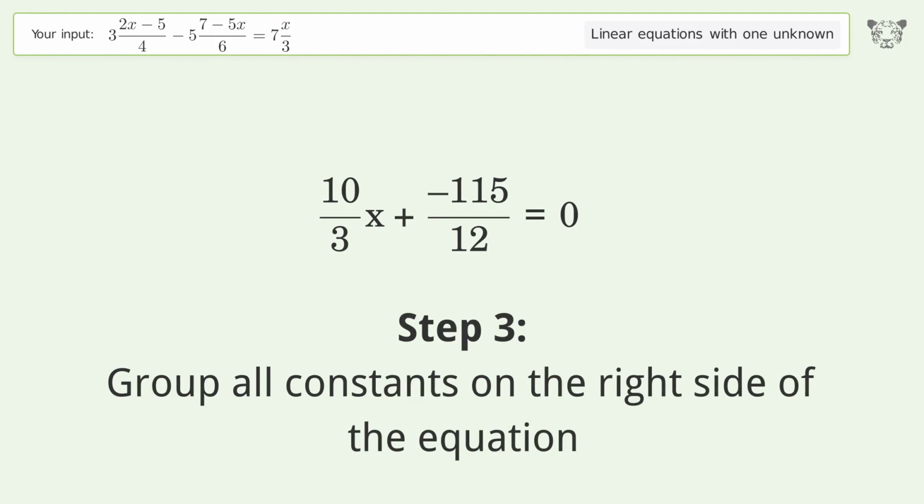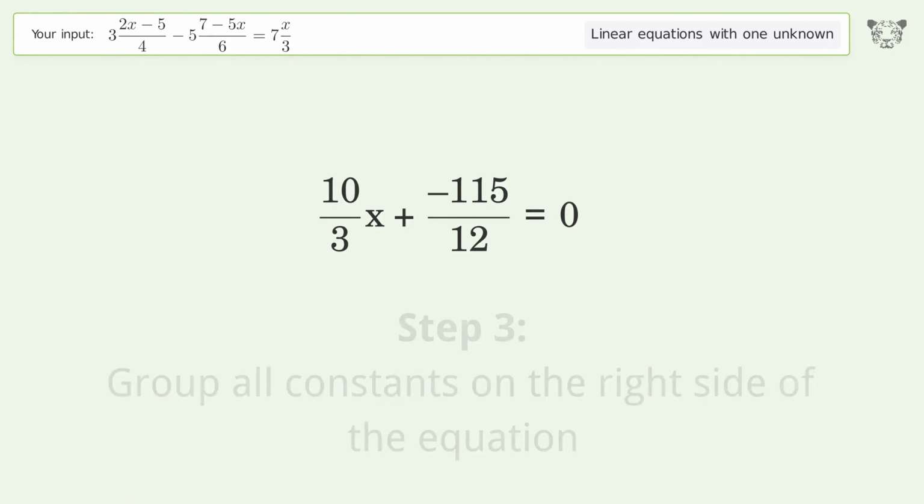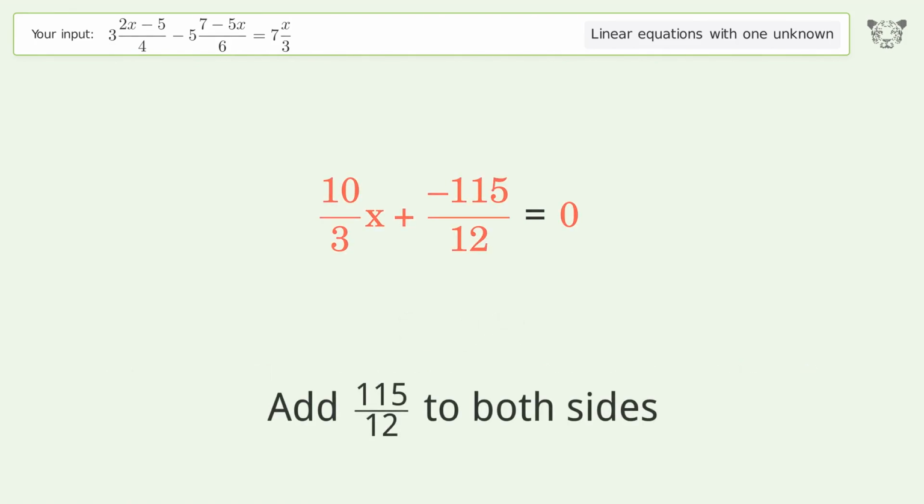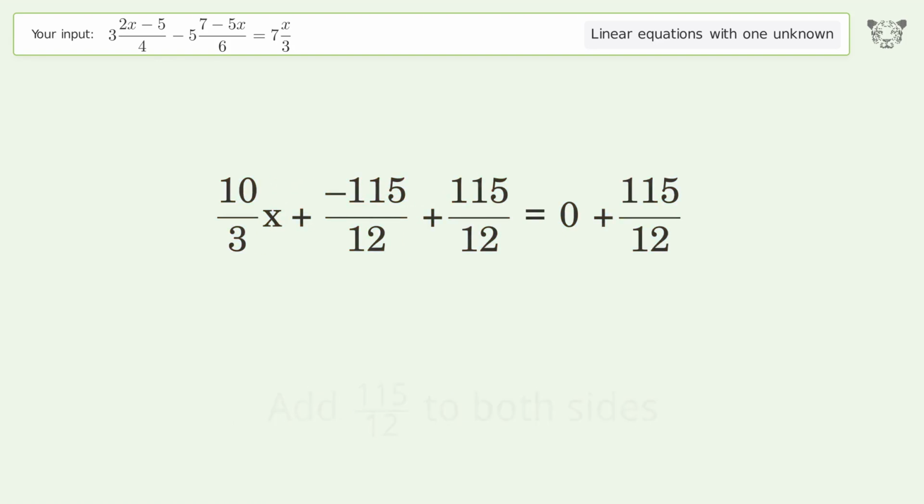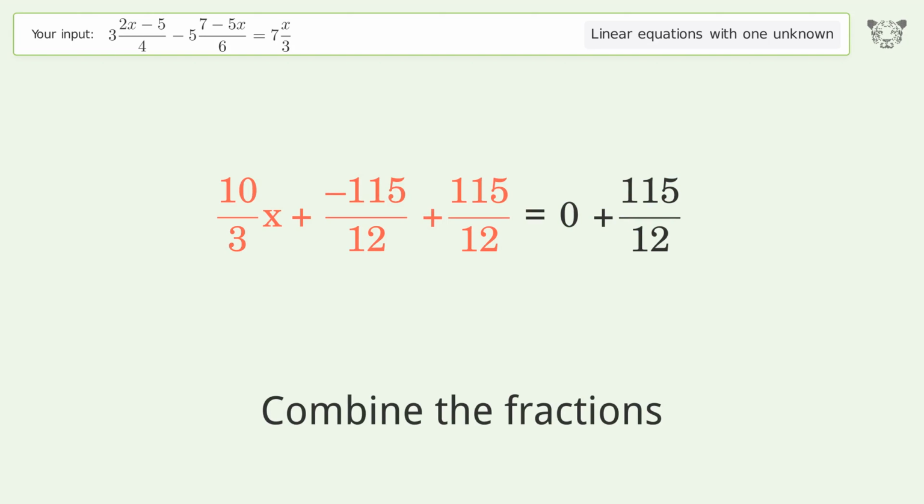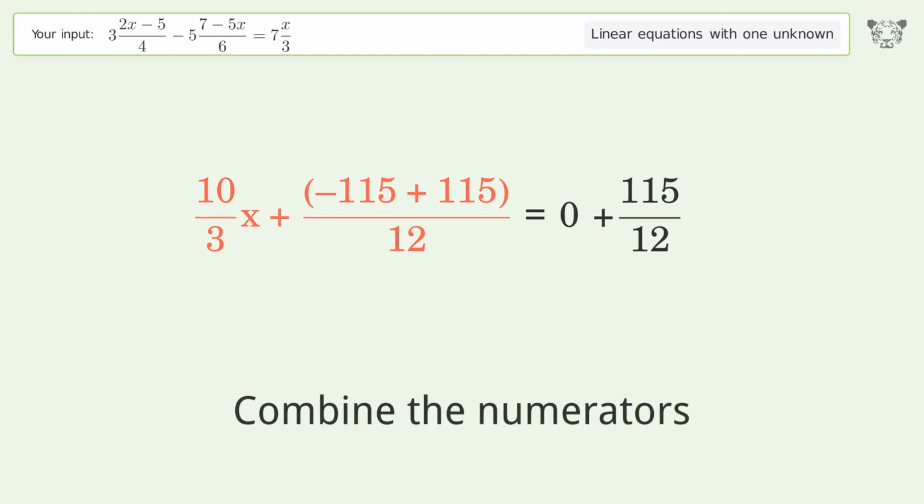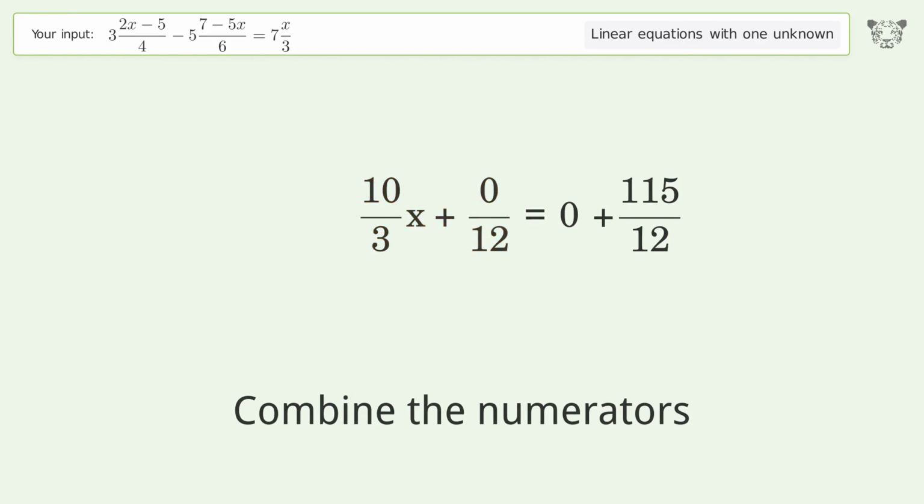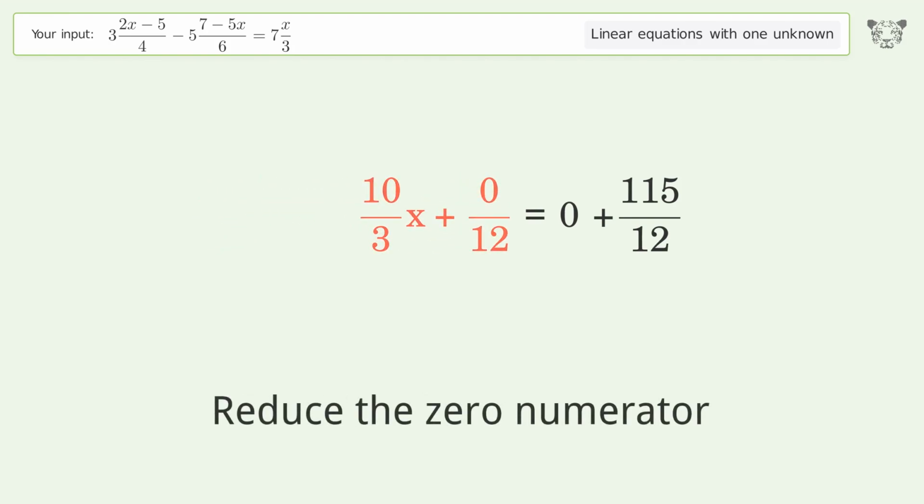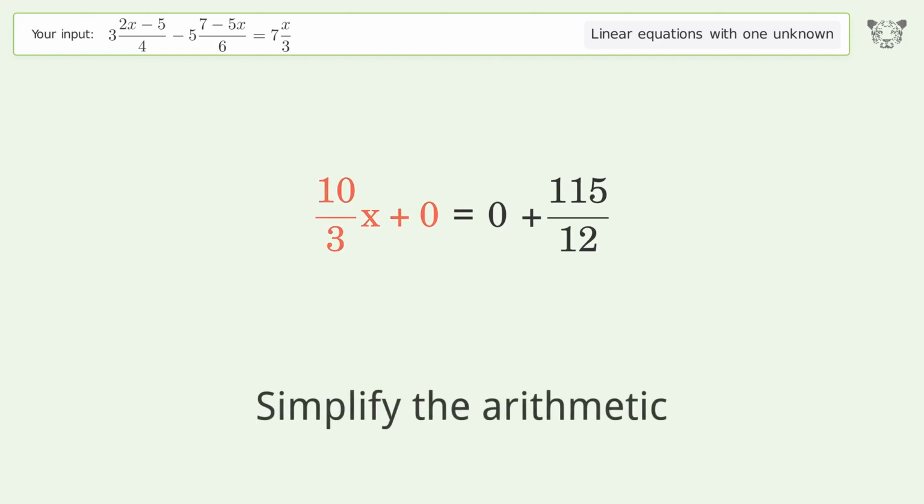Group all constants on the right side of the equation. Add 115/12 to both sides. Combine the fractions. Combine the numerators. Reduce the zero numerator. Simplify the arithmetic.